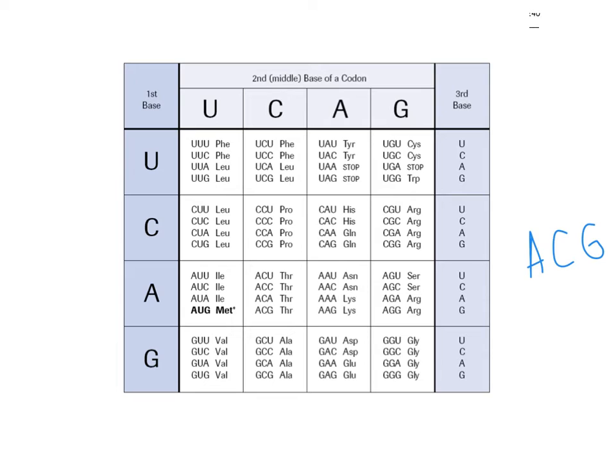So I would look at the first base. Well, the first base in this is an A. So that means I'm going to start in this row. Then my next base is a C. So then I say, well, the second or middle base is a C. So now I know I have to look at this particular column. And then I have to look at my third base, and the third base is a G. So third base, I go down and it is a G.